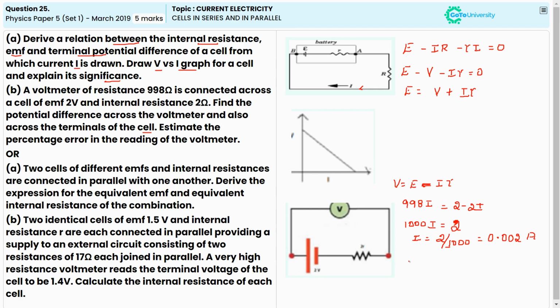amperes. Then V is equal to 0.002 into 998, which is equal to 1.996 volts. Coming to the percentage error, which is equal to 0.004 divided by 2, multiplied by 100, and we get the value, that is 0.2%. 0.2% is the error.